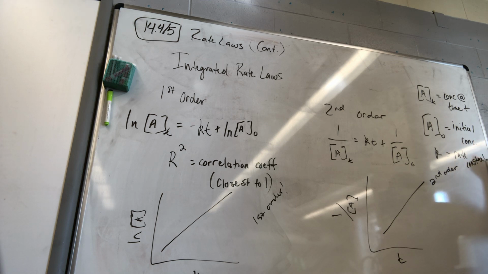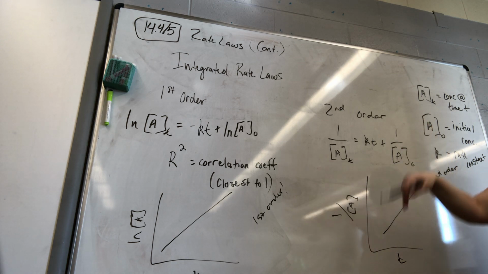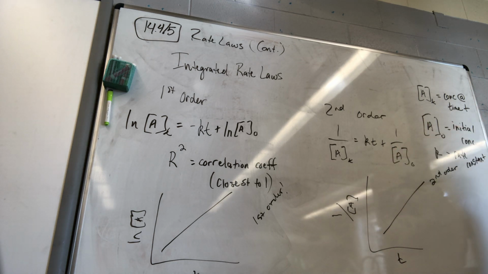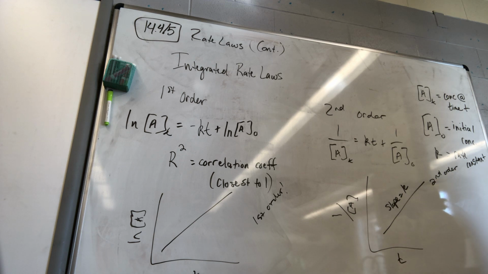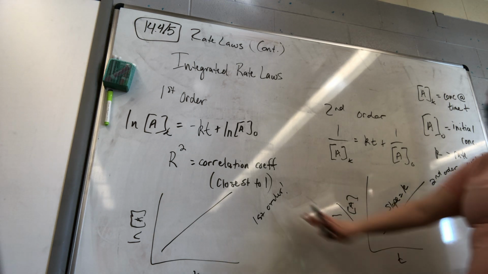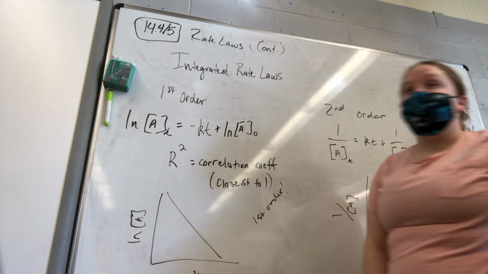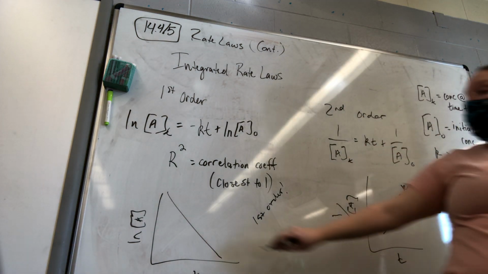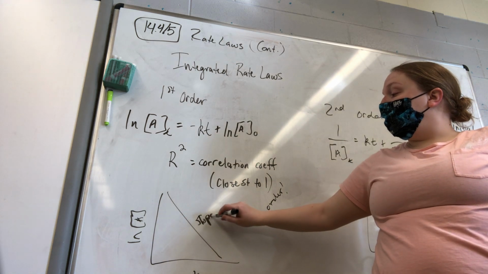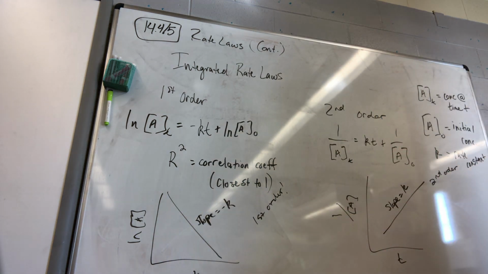9 times out of 10, the reason we're doing this is to determine what the rate constant is, right? Because the slope of each of these lines is going to be the rate constant. I'm going to do this one backwards. This graph should have a negative slope. On the left side of the first order, what is right next to the concentration? Is that t? A sub t, yeah.